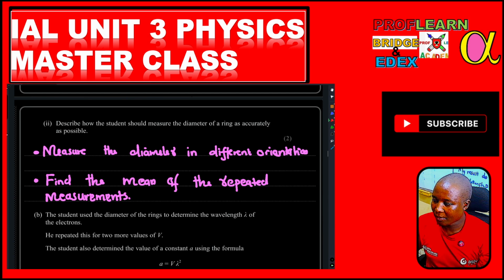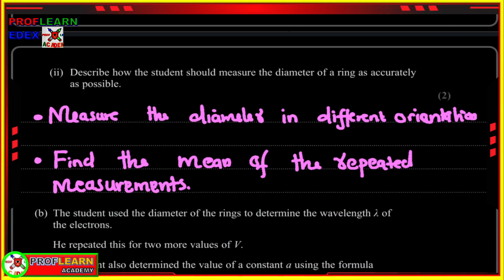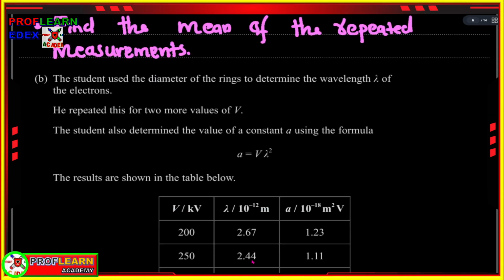At the same time, this particular student needs to take measurements in different orientations, and then we will have multiple values of the measurement, then he can find the mean, and that will reduce any random error that could be there. So we need to move to part B.